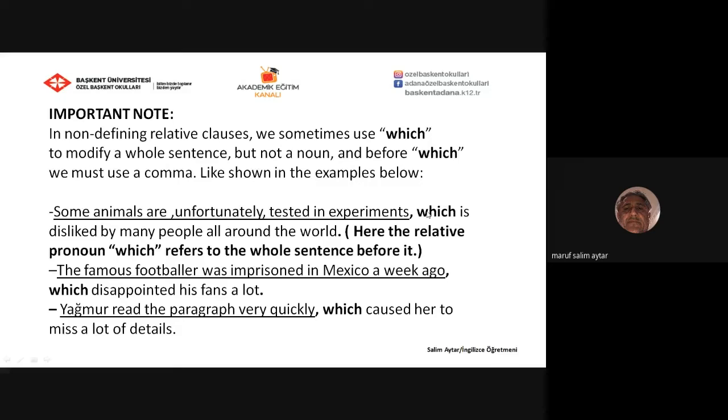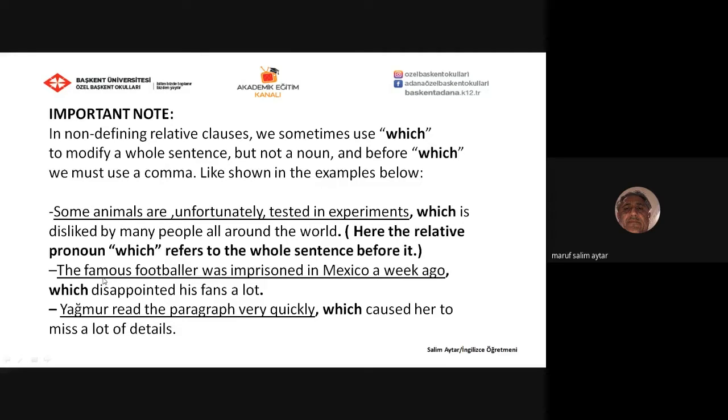Instead of this or that, here I use which. Here the relative pronoun which refers to the whole sentence before it. It refers to this sentence. Some animals are unfortunately tested in experiments, which is disliked by many people all around the world.